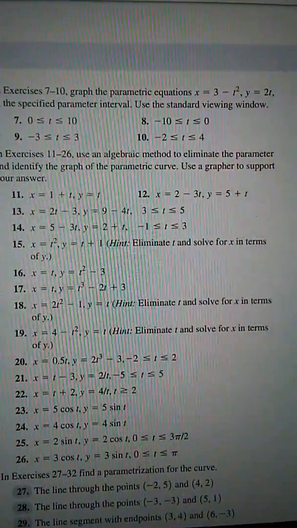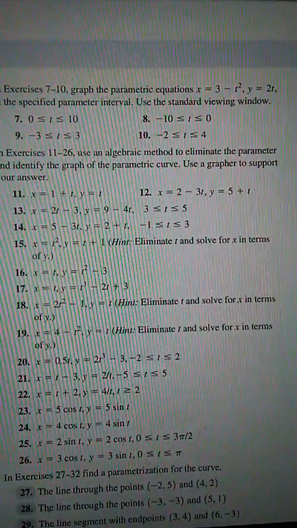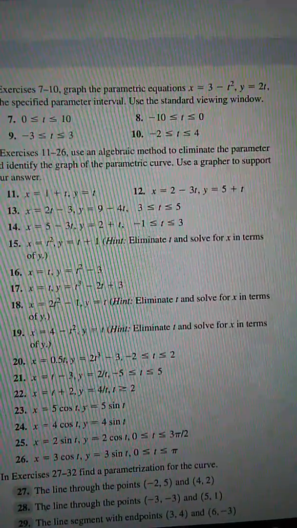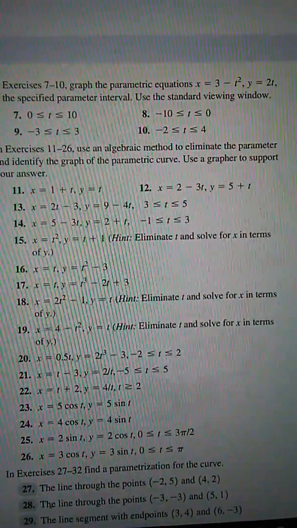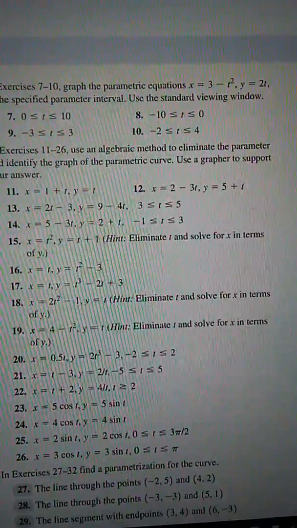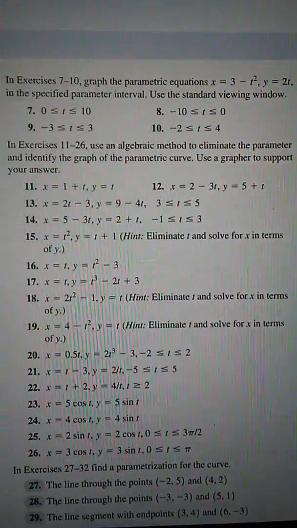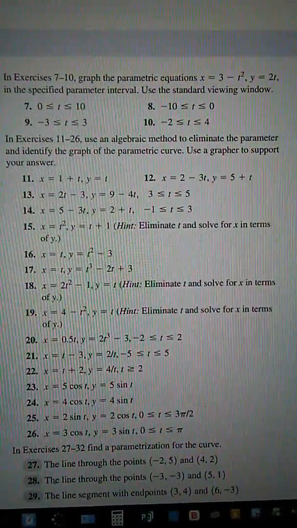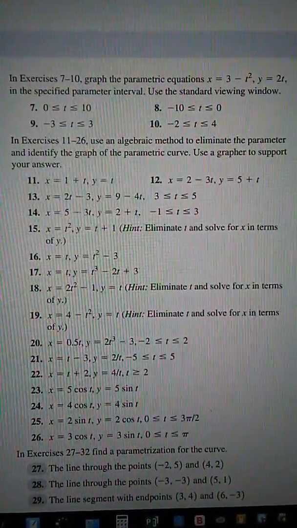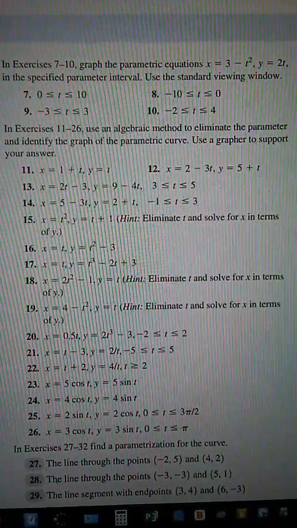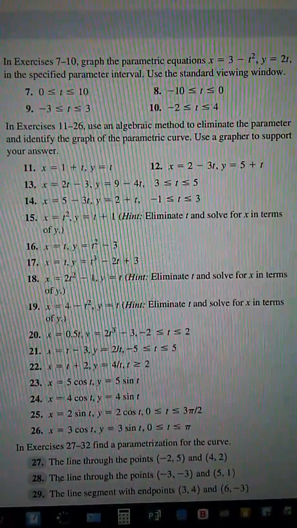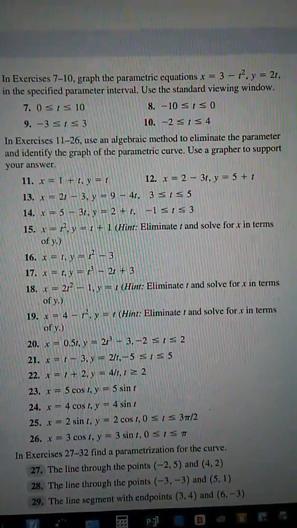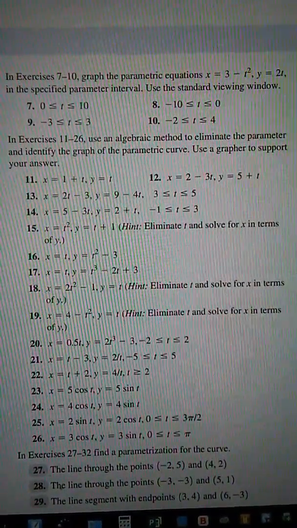Number 7, the instructions say graph the parametric equations, and notice it gives you two different parametric equations. One is an x equation, one is a y equation, and they both contain the letter t, and that's the parameter. This is different than functional equations. Notice number 7 gives us a specified interval. We're going to use that, and graph this using both of those sets of information. So this is different than what we normally do.